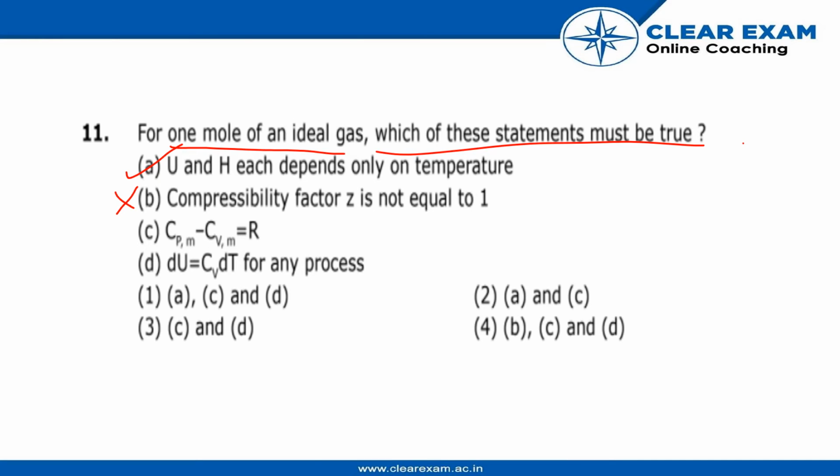So next is Cpm minus Cvm is equal to R. We know that this is correct. So next is dU is equal to Cv dT for any process. We know that dU is equal to n Cvm dT. So this is also a correct option.